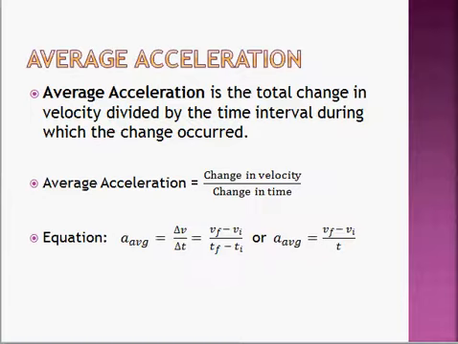Equation-wise, we have two forms. We're going to have one that's the formal definition and one that's the shorthand version. So if you look there where it says equation, we have a average, where a stands for acceleration, equals delta v over delta t.